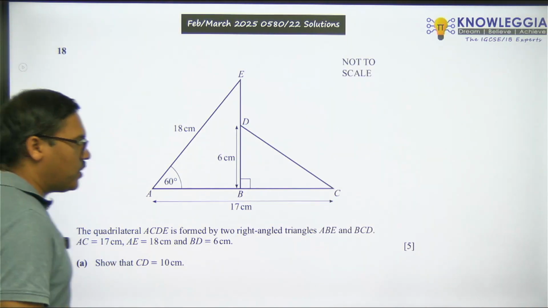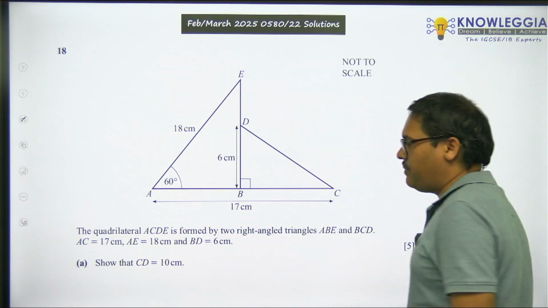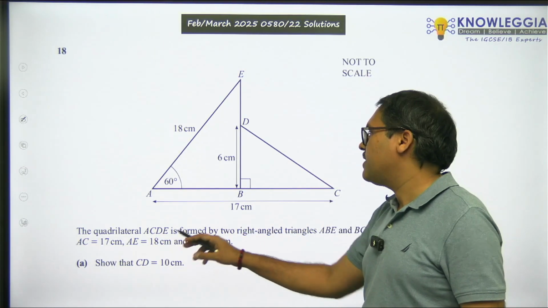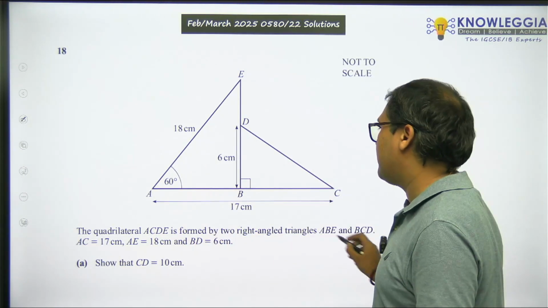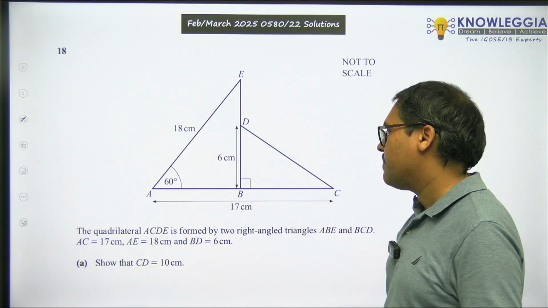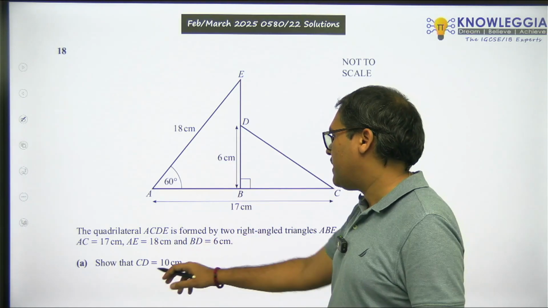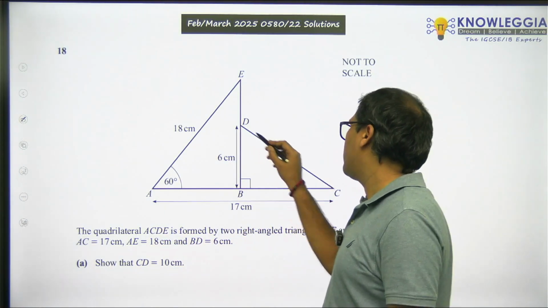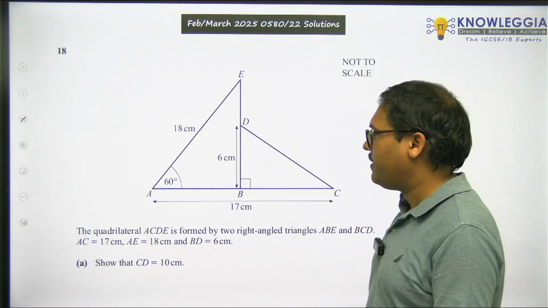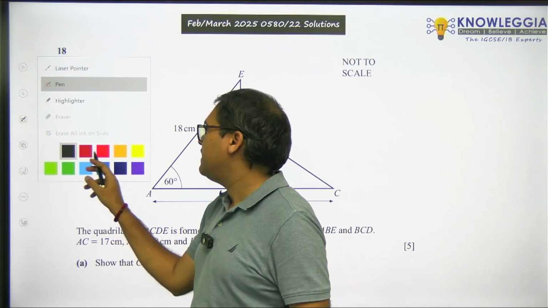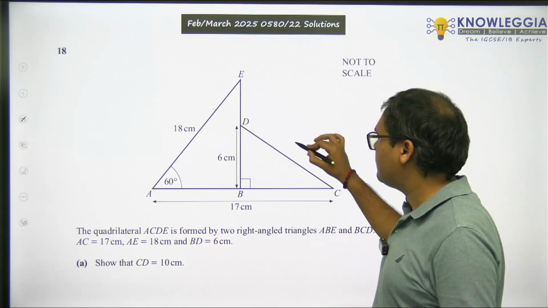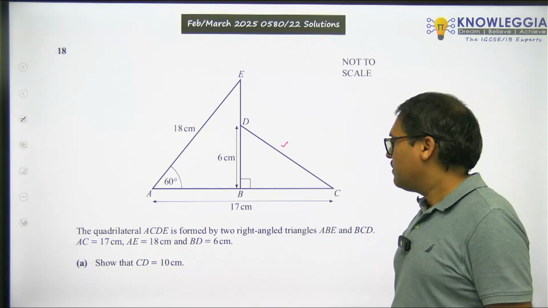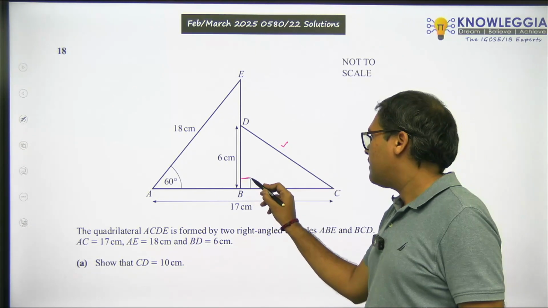Now, next question on trigonometry. So here you can see ABCD is a quadrilateral formed by two right angle triangles. You can see the two right angle triangles and the lengths are given to you. Show that CD is 10 centimeter. You have to show that CD is 10 centimeter. This is CD. Okay. This angle is a right angle. This angle is 90 degrees.